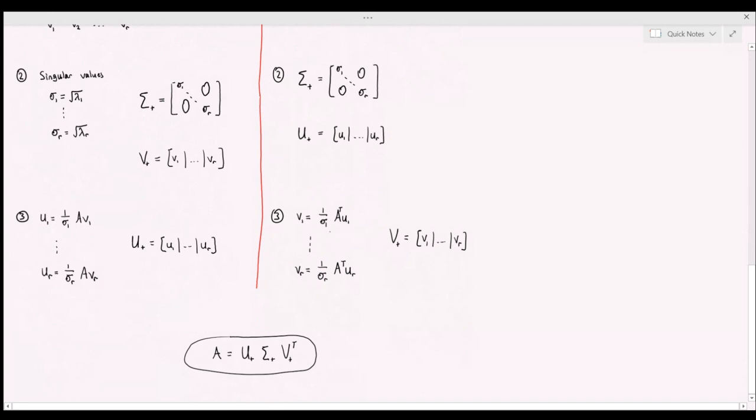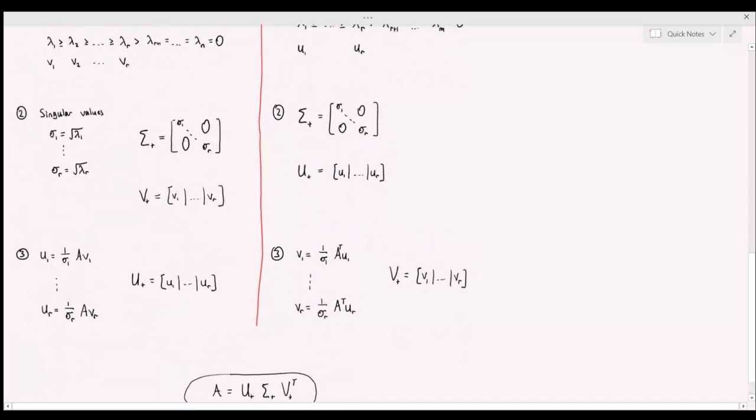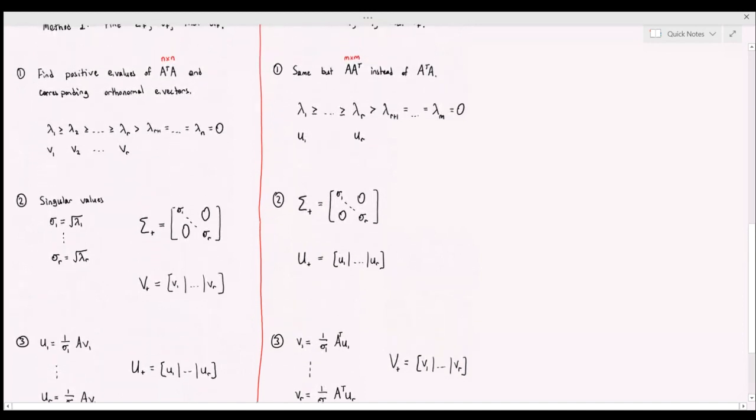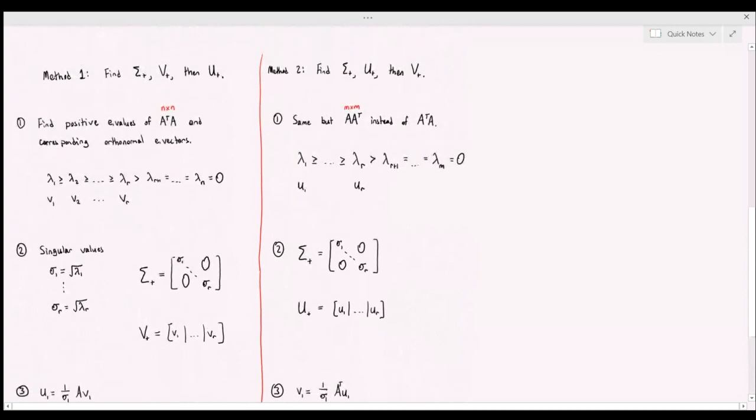So V1 is 1 over sigma 1 A transpose times U1, and so forth. You'll calculate these vectors V1 through VR, and then put those into a matrix as columns, and that will give you V plus, okay? So either of these two methods can be used for calculating the SVD or the reduced SVD of a matrix.